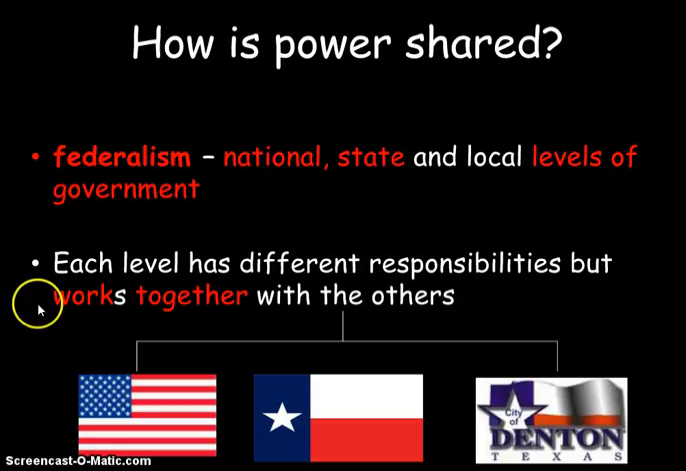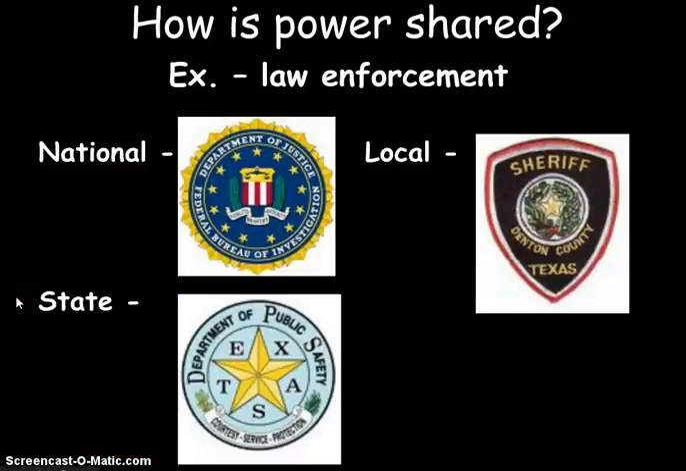One example of this might be law enforcement. Let's say that a crime occurs in a local town or jurisdiction. The first responders are going to be the local police, the city police, or the county sheriffs. But they, in turn, might ask for help from the state, such as the DPS or the state troopers. Should it go on beyond that jurisdiction, the state may ask for help from the FBI, the Federal Bureau of Investigation. So all three of these levels would work together in order to solve the crime. That's just one example of how federalism might work.